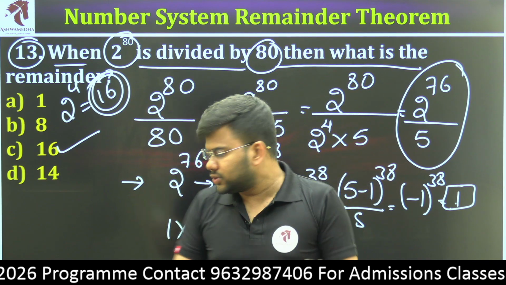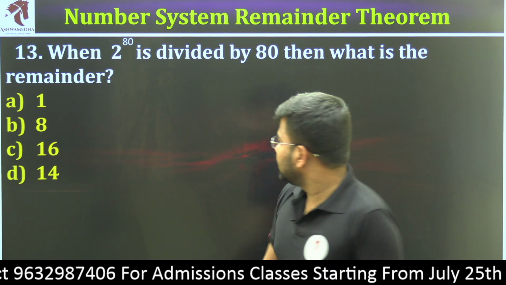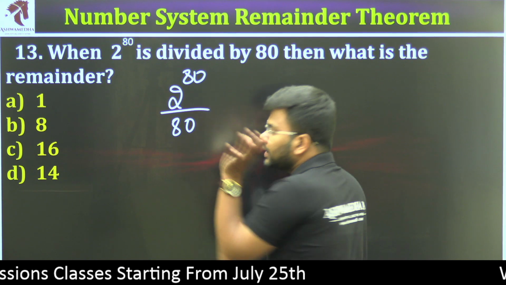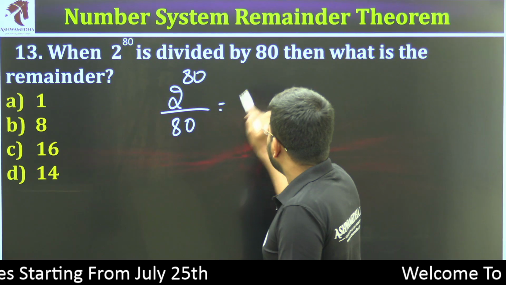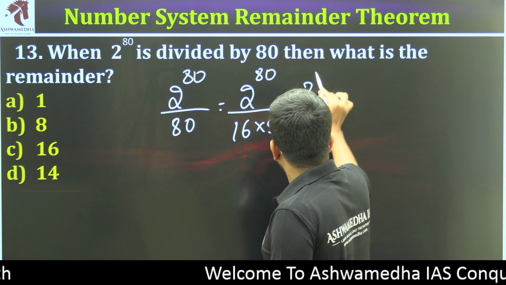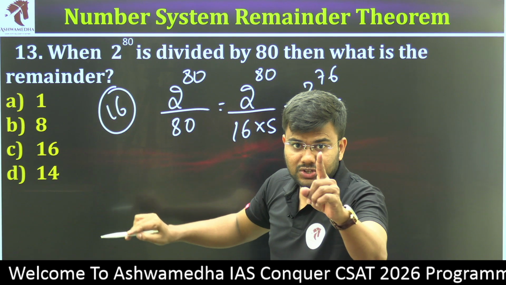Once you have understood this, look here. You should be able to solve very fast. This is 2 power 80 by 80, a bigger number, so fast calculation has to be there. This is 2 power 80 divided by 16 into 5, which is 2 power 76 by 5. The cancellation factor is 16.